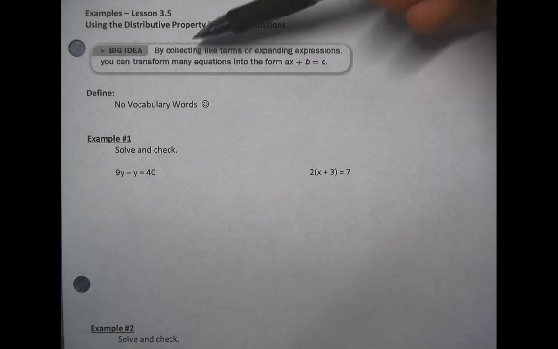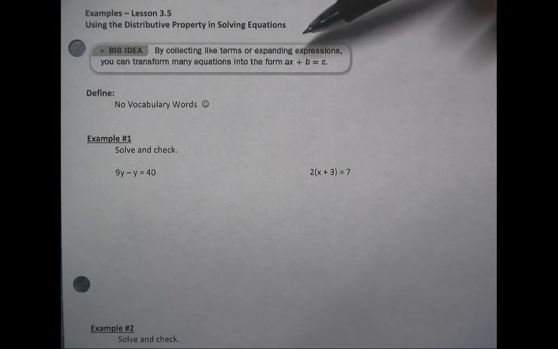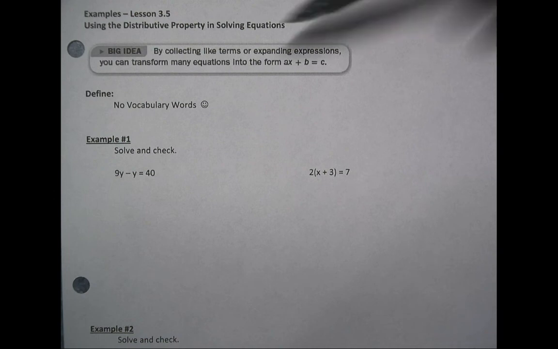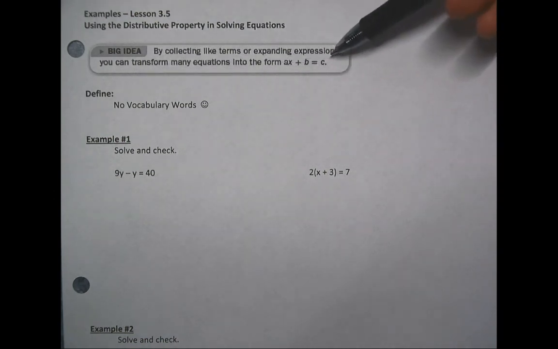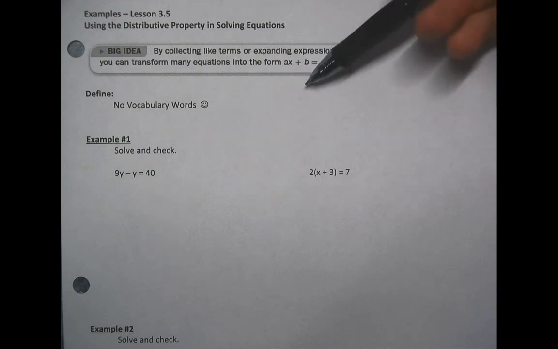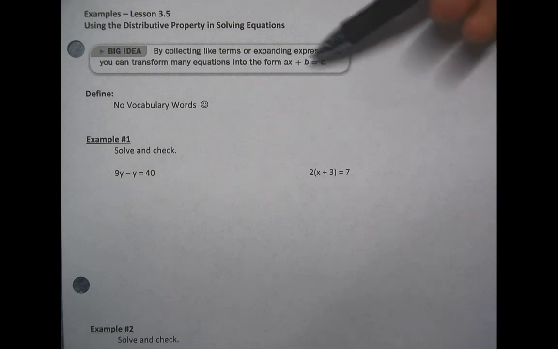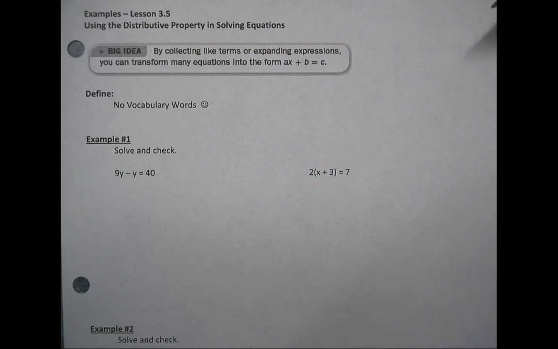So the big idea today is that by collecting like terms, which we know have the same variable with the same exponent, or expanding expressions, which is using the distributive property, get rid of parentheses and so forth, you can transform many equations into the form ax plus b equals c. And this is the standard form that we like, two-step equation where we can subtract b and then divide by a, and we have our answer because x is now alone. So no vocabulary words here. We're going to be doing a lot of the same work, just kind of combining some things into one.